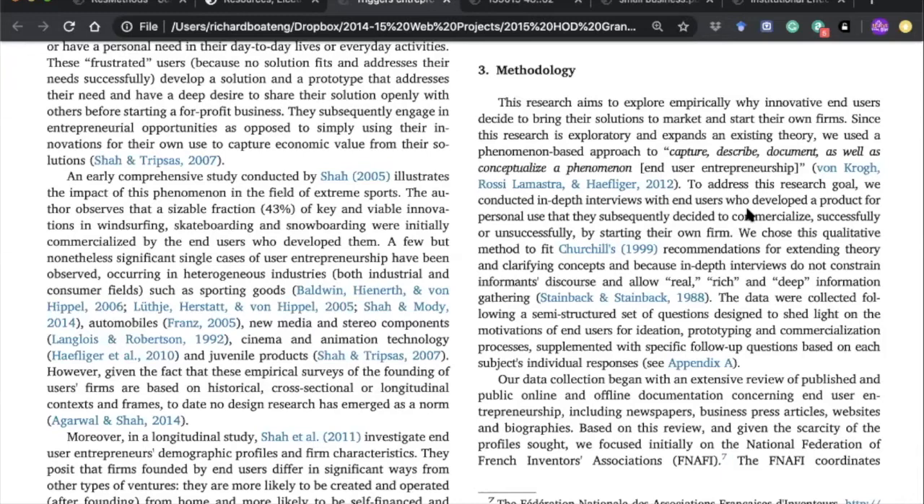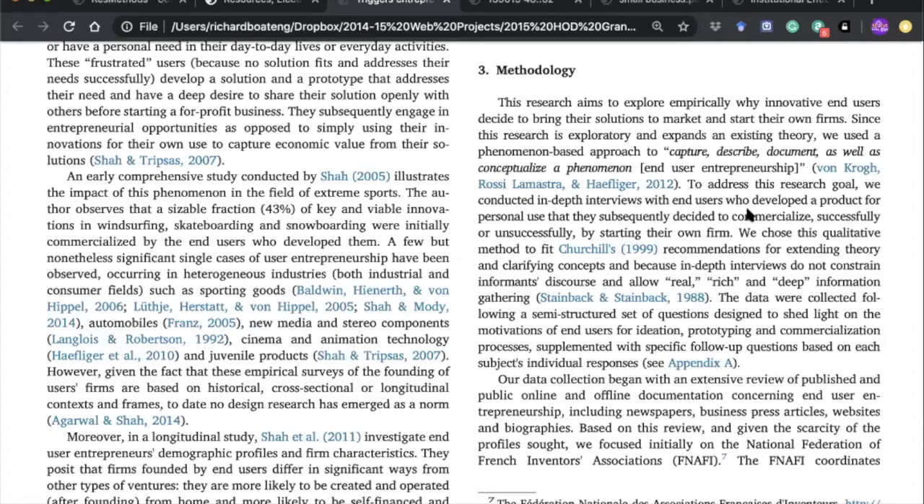So let me read it again. We chose this qualitative method to fit Churchill's 1999 recommendation for extending theory. So that means this particular paper seeks to extend theory, and I think if you read it, it builds theory on how end users or consumers become entrepreneurs. Consumers who are developing things for their personal use now move from that to become entrepreneurs. Now he's trying to look at what triggers such consumers, these end users, to end up becoming commercial or professional entrepreneurs.